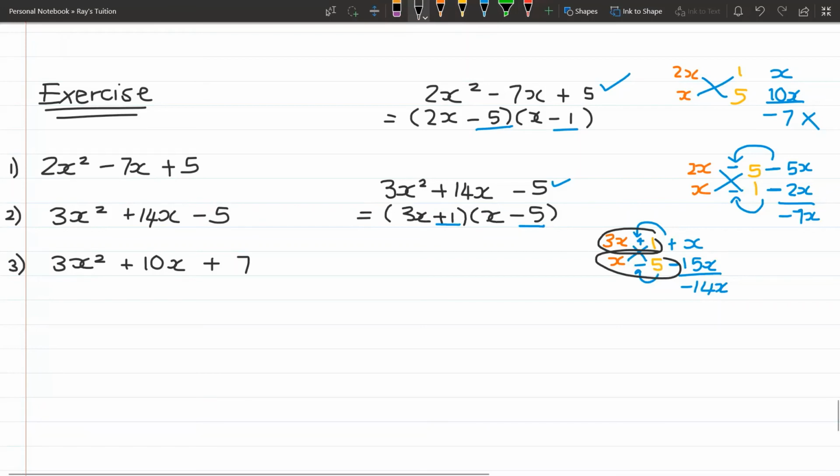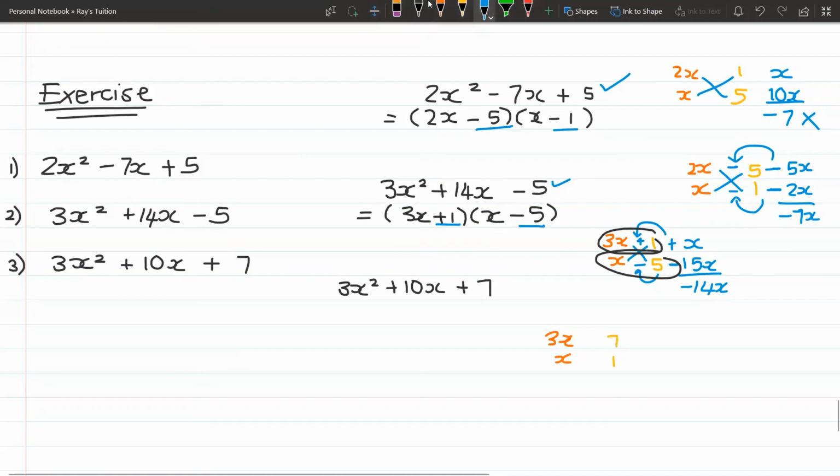So in the previous one, though, we were lucky we got the factors the first time, and sometimes you're lucky, sometimes you're not, and you have to work through a few factors. So it's all about luck with trial and error methods. Okay, so then we've got this. So we want the factors of 3x, which is 3x times x. And then we're looking for the factors of 7. So let's say 7 times 1.